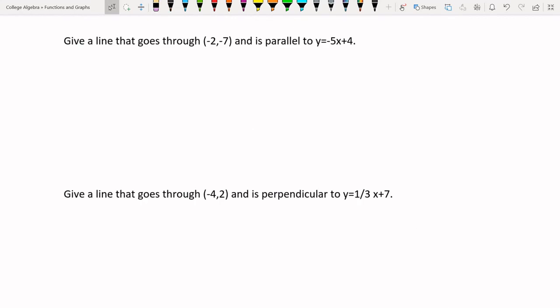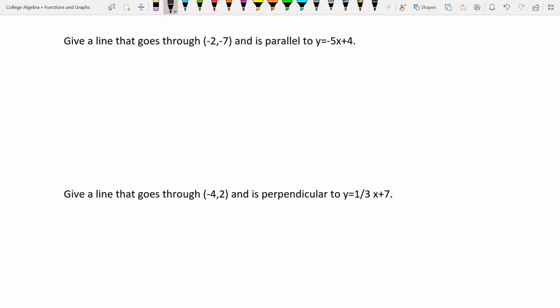Okay, here we have a couple problems. Give a line that goes through -2, -7, and is parallel to y equals -5x plus 4. So in the previous video, we talked about using slope-intercept formula and point-slope formula, and using the slope formula itself to find equations of a line. We're doing the same thing here. We need two things for a line, either the slope and a point, or the slope and the intercept.